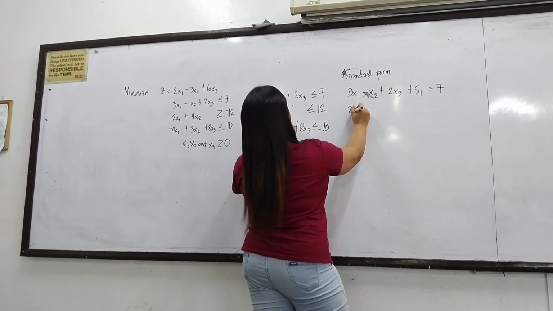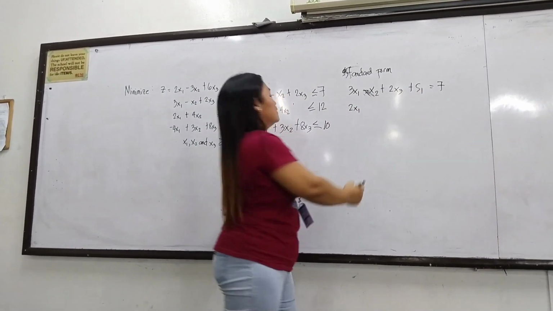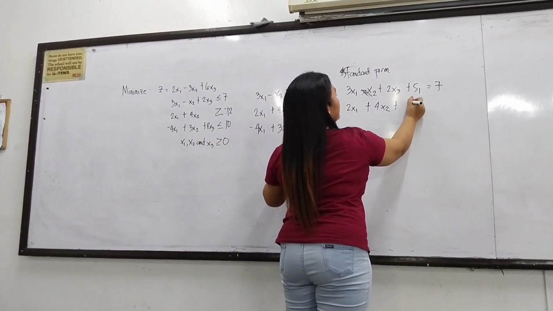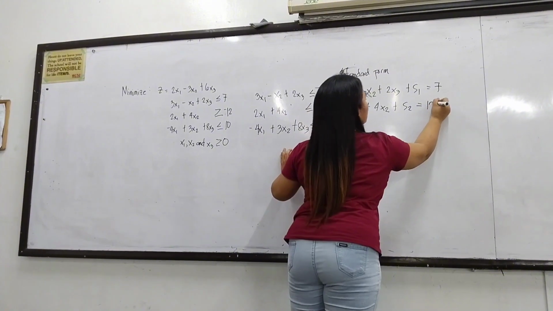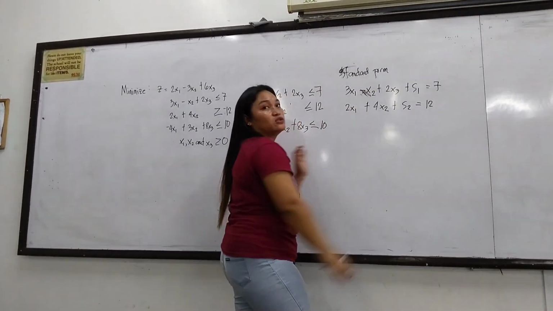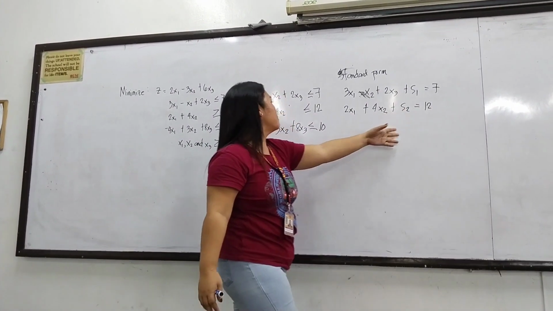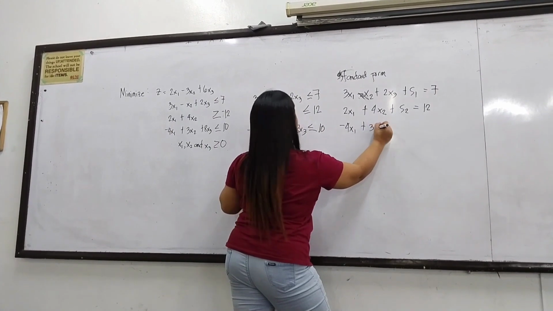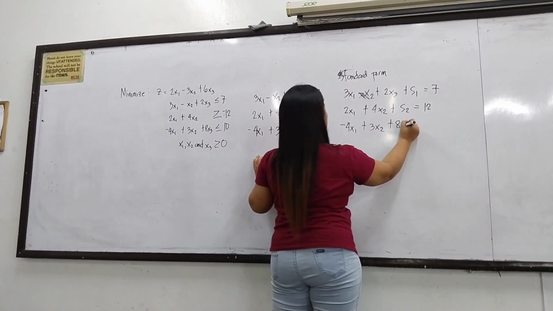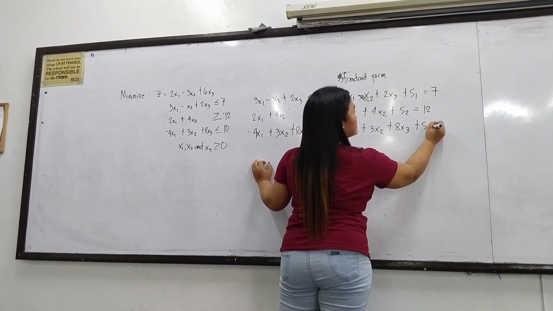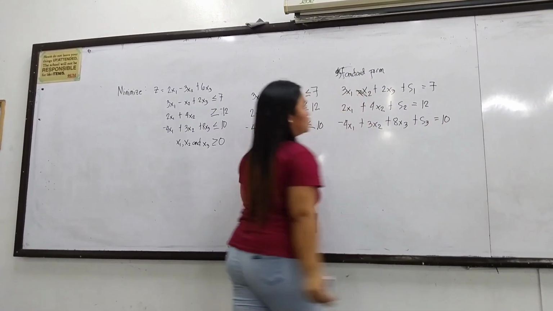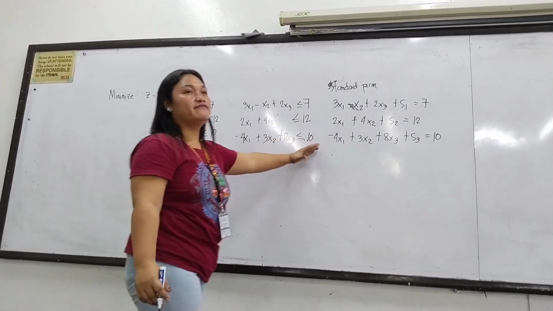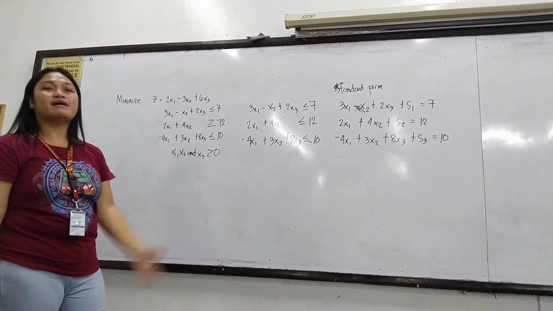Same for the second equation, so we need to add a second slack variable. The negative 4x1 plus 3x2 plus 8x3 plus s3 is equal to 10. So this is now our standard form. Now we have our standard form, so we can now minimize our loss.